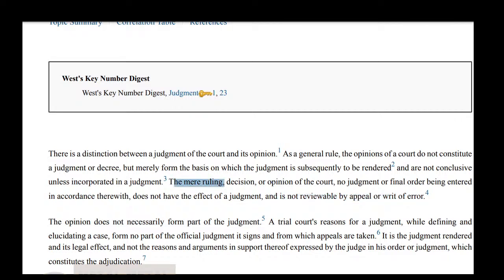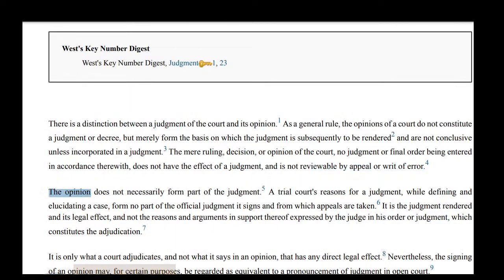So the ruling, decision, or opinion is not reviewable by appeal or writ of error, only the judgment. The opinion does not necessarily form part of the judgment. A trial court's reason for a judgment, while defining and elucidating a case, forms no part of the official judgment.